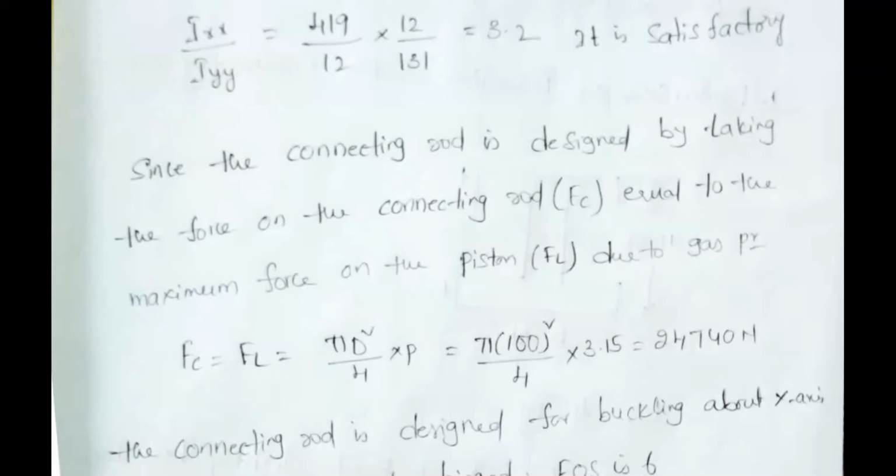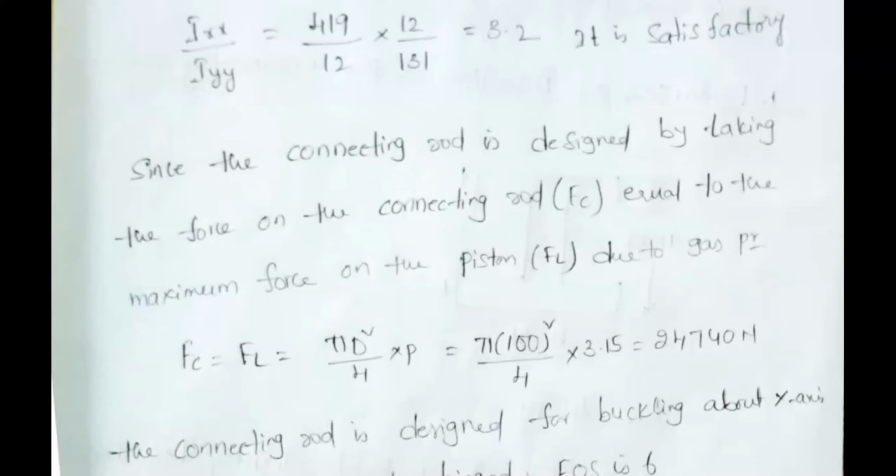The connecting rod is designed by taking the force on the connecting rod, which is equal to the maximum force on the piston due to gas pressure. So simply equate pi over 4 d square into pressure value. The diameter value is already given, the pressure value is given, that is 3.15. So the value is 24740 newtons. Now directly you can use the Rankine's formula.